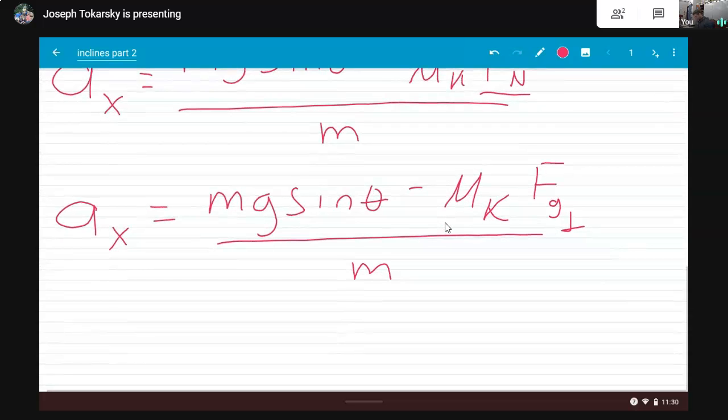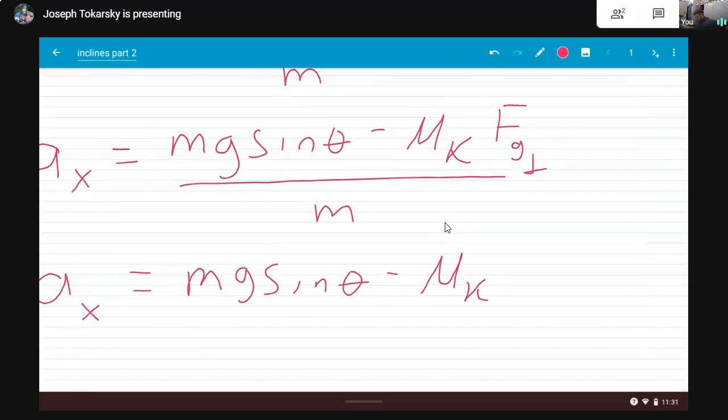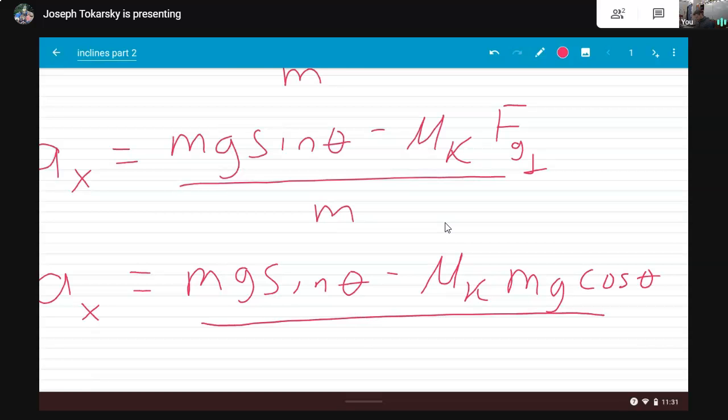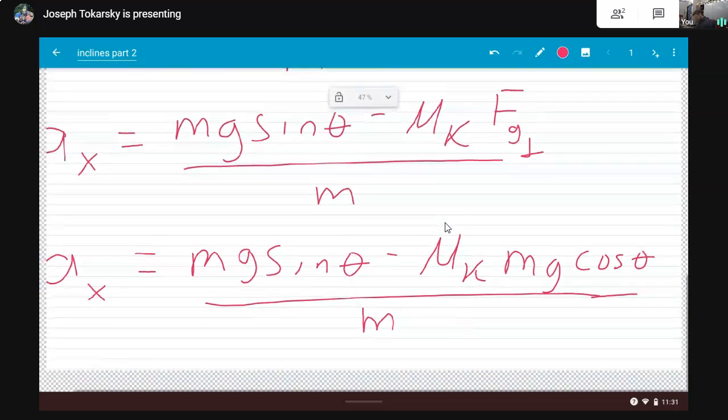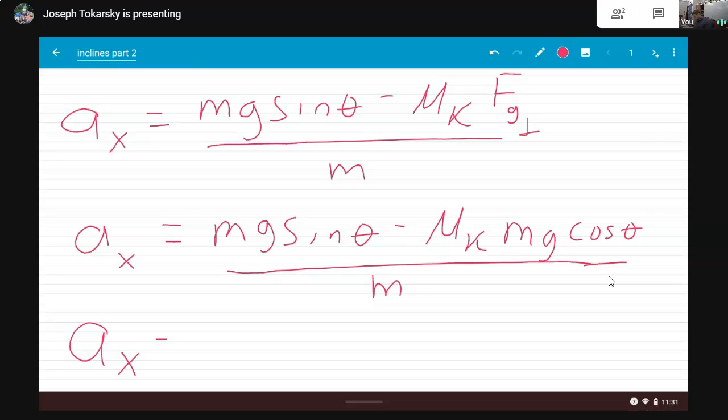Well, that still doesn't super help me. Why? Because I don't have Fg perpendicular given, but yesterday we learned a formula for Fg perpendicular, and I'm going to sub that in. So mu k is still there, and Fg perpendicular was equal to weight, or mg, times the cosine of the angle, all over the m divided. And now I finally have all those as givens, right? So I could finally solve for the acceleration along the incline, right?